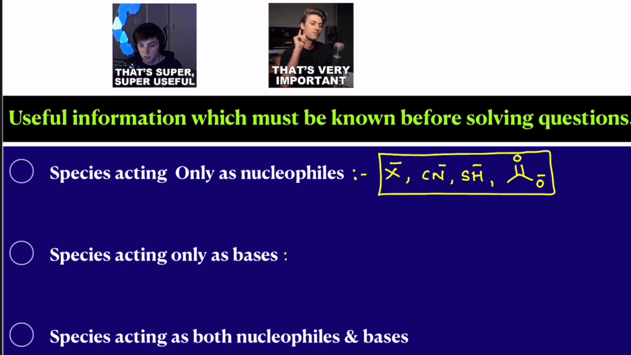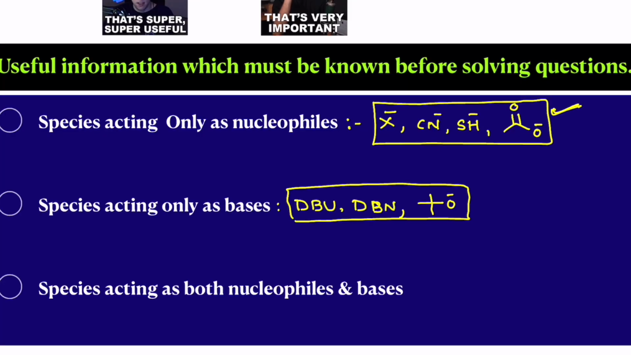There are some species which act as only bases. We have DBU, DBN. This is also acting as only a base. And most importantly, tertiary butoxide, due to its bulky size, cannot act as a nucleophile easily. So whenever these species are given, it's better to go for elimination rather than nucleophilic substitution. In case of the earlier species, you will get the substitution product.